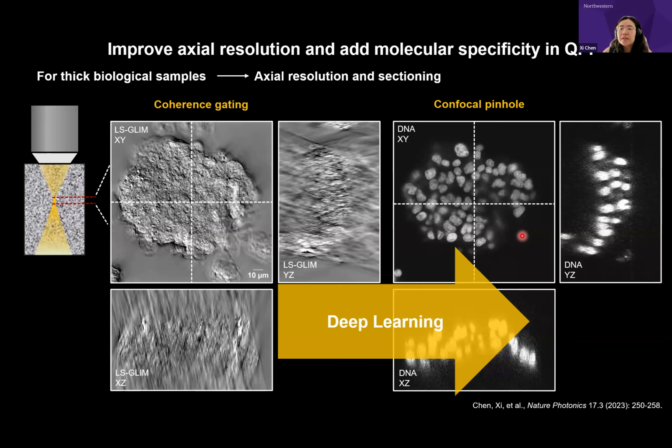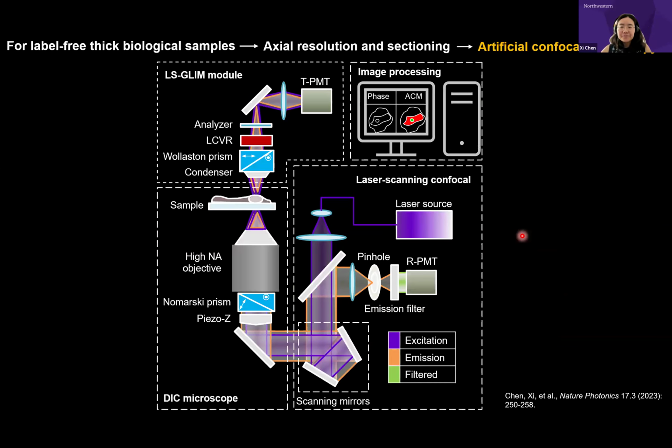Now, because of AI and machine learning development, this problem can be solved. We can use deep learning to convert the images on the left to the images on the right. This is the system that we developed to do this task.